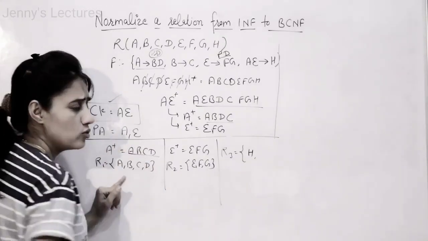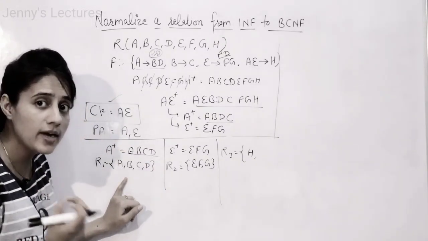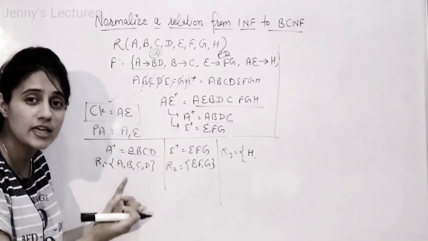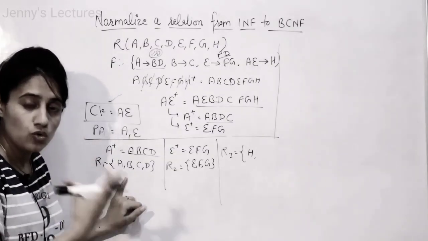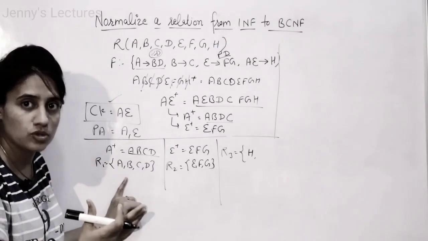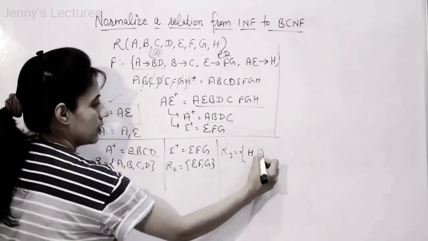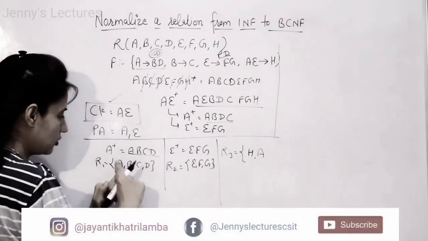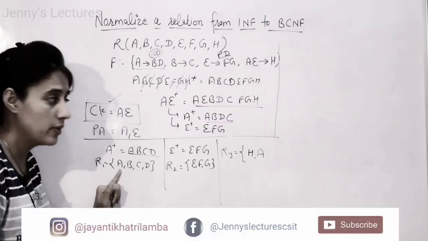So if we join this one and this one, what should we put common here? The common attribute should be a super key, or you can say a candidate key, of at least one subrelation, for the decomposition to be a lossless join decomposition. So suppose I put A common here. Obviously A is a candidate key for this one, because using A I can derive B, C, D, all the attributes. So it's better to put A common.